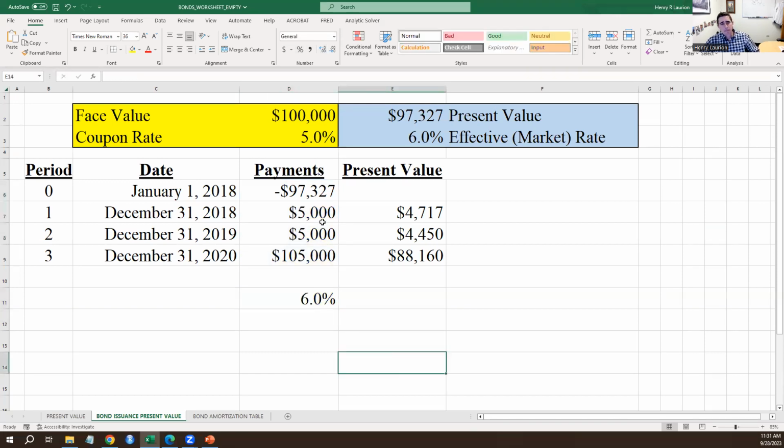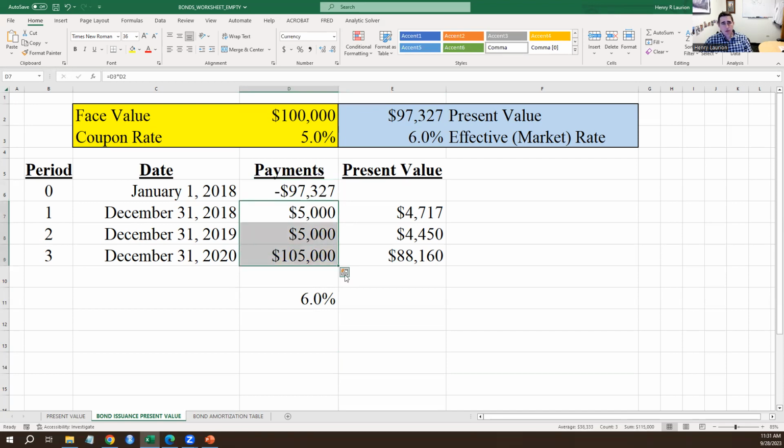And you can see that if you as an investor invest 97,327 today in a company, and then they make these payments to you over the next 3 years, you will have earned a rate of return on your investment of 6%, which is the rate of return you required. So that's kind of how this works. I'll leave that 6% there, and now we'll change the assumptions.